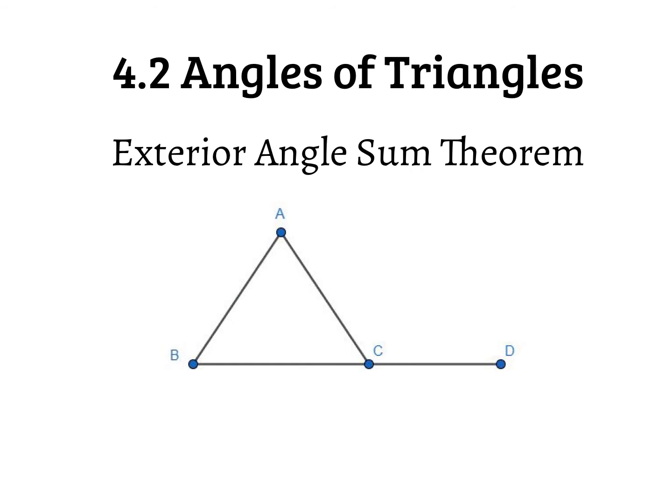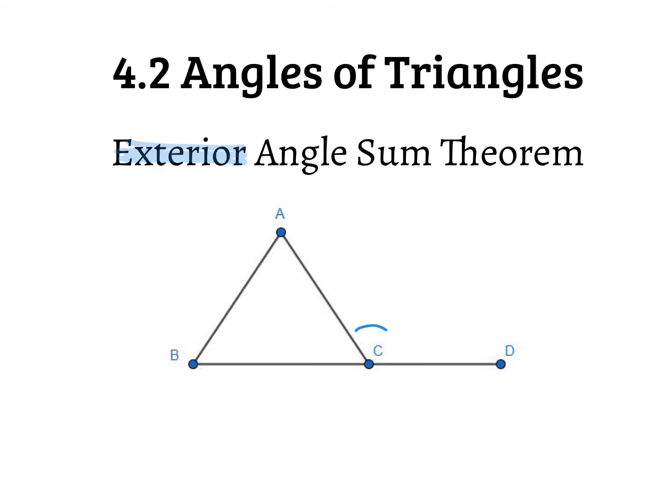Let's talk about the exterior angle sum theorem. Now, the exterior angle sum theorem includes an angle on the outside. We have angles inside, which is what the previous one was called, the interior angle sum. They're angles on the inside of the triangle. Now we're talking about the exterior angle sum theorem. Exterior means outside. So we're going to look at how the outside angle is being affected.